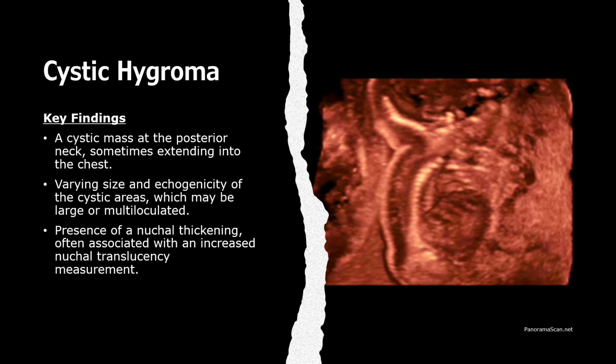Another important finding is the presence of nuchal thickening, often identified alongside an increased nuchal translucency measurement. These features may signal an underlying chromosomal or structural abnormality, emphasizing the need for thorough assessment and correlation with other findings, and proper screening for aneuploidies. Understanding these key ultrasound findings helps guide further investigations and informs potential management strategies.